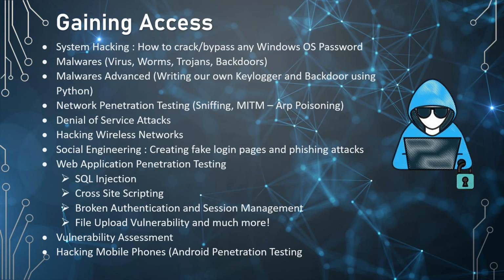So if you have a Windows operating system, doesn't matter which one, Windows 7, 8, 10 or 11, and if you're logged out of that system, let's say you've forgotten the password, or you need to crack open and get access to the internal files, then we learn how we can do that with system hacking. So we basically learn how you can crack a Windows operating system password, and if you're unable to crack it, how can you bypass it and still get access to the internal data?